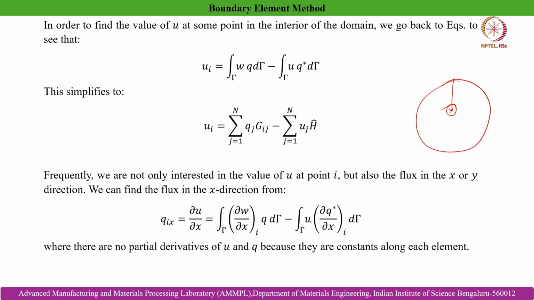Frequently we are not only interested in the value of u at point i, but also the flux in the x or y direction. What is flux? That is q. So, we can find the flux in the x direction from this expression, where q_ix = del u del x, which is equal to integration over tau of del w del x_i q d tau minus integration over tau of u del q asterisk del x d tau. There are no partial derivatives of u and q because they are constants along each element.